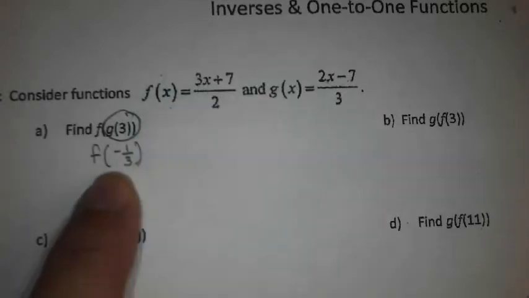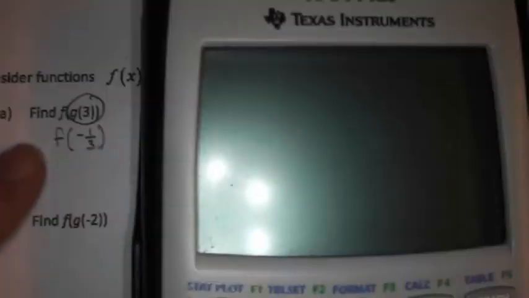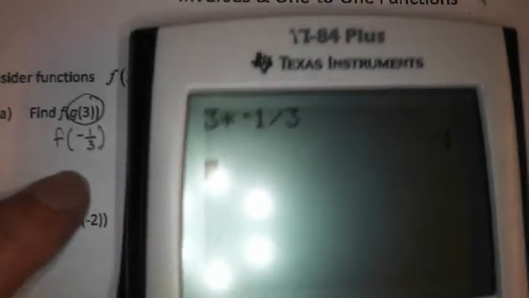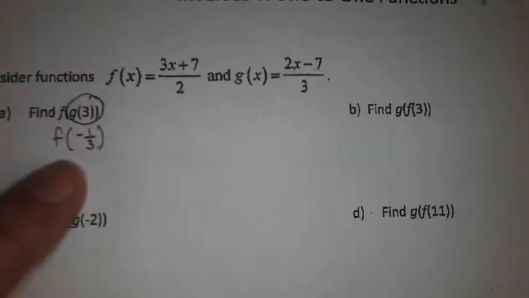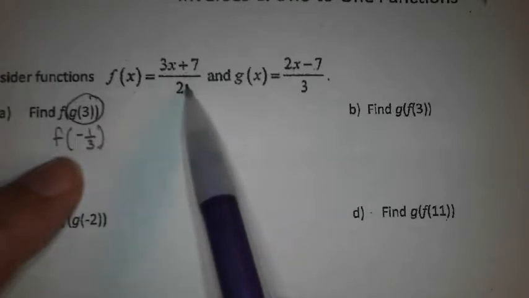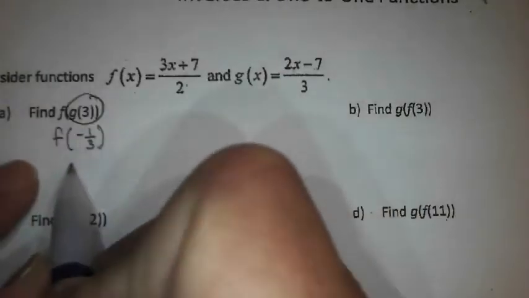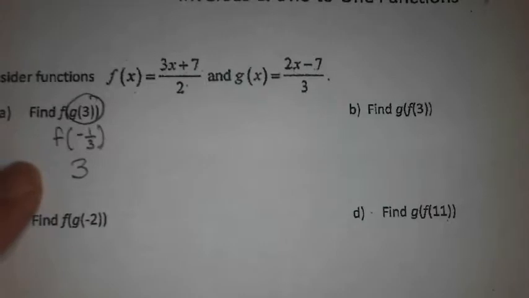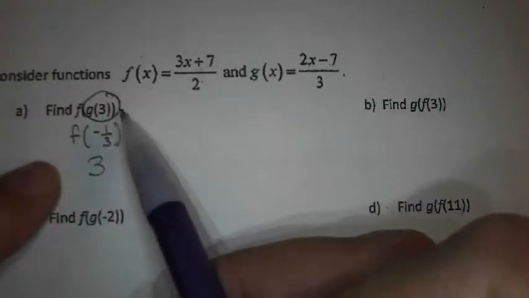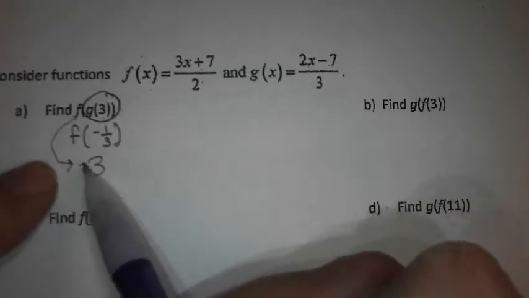What is 3 times negative 1/3? Yep, 3 times negative 1/3. If you guys need help with that, use your calculator. It's negative 1. Negative 1 plus 7 is 6. 6 divided by 2 is 3. So what happened here is what happened on that last problem on last night's homework. F of g of 3 gave us 3.